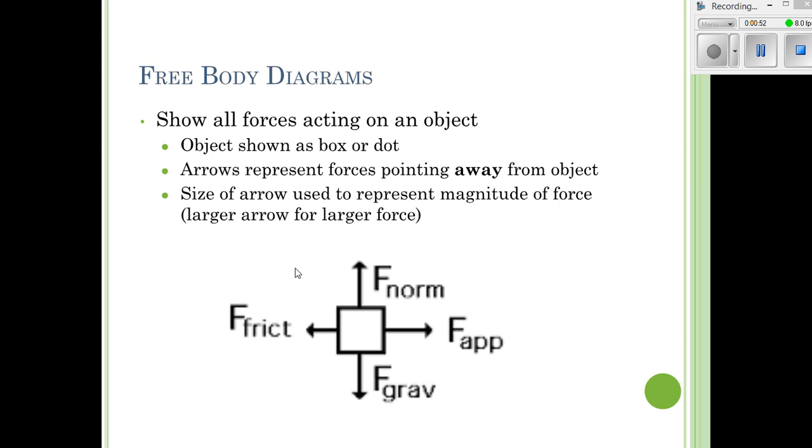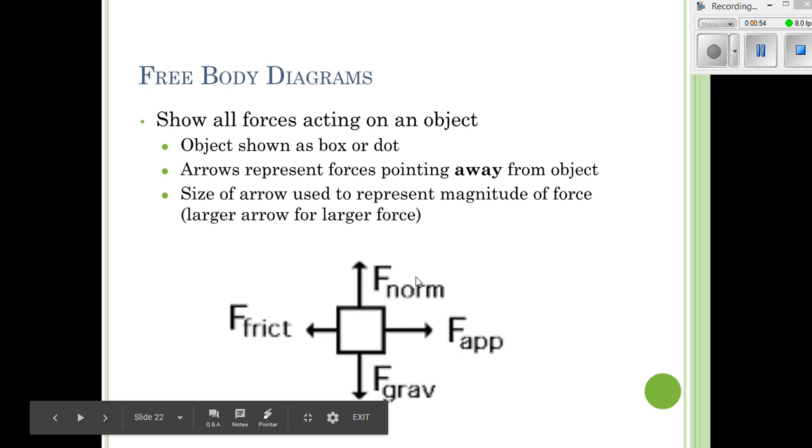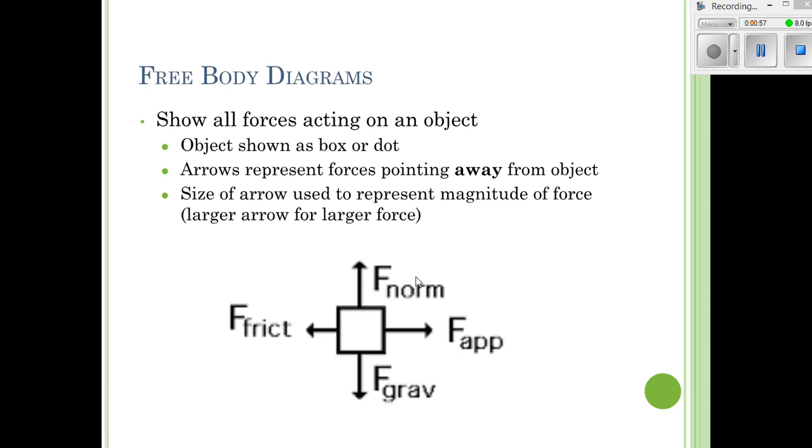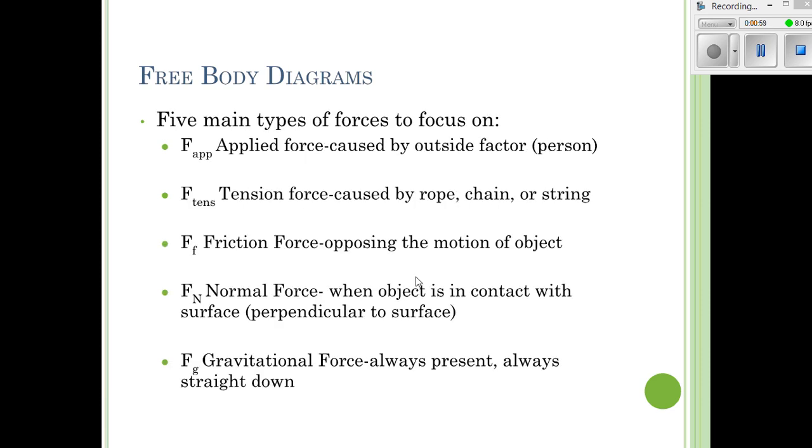This is a decent example of a free body diagram or a force diagram. There are 5 main types of forces that we're going to focus on. F-app, with the subscript app, is the applied force caused by an outside factor, such as a person. F-tense, or just F-T, is going to be a tension force caused by a rope or a chain or a string. F-f is the friction force, so it opposes the motion of an object.